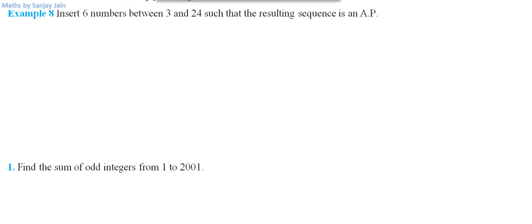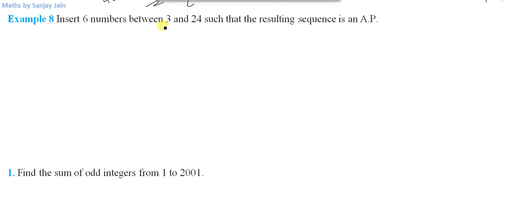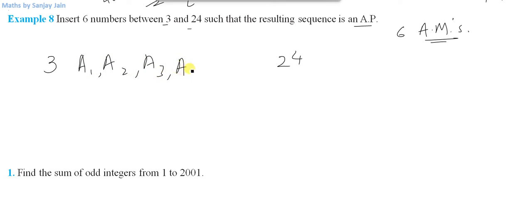Insert 6 numbers between these two numbers, that is 3 and 24, such that the resulting sequence is an AP. So I need to insert 6 AMs, right? 6 arithmetic means between 3 and 24. So how do we do that? We write these numbers 3, 24. I need to insert 6 numbers. So I am inserting A1, A2, A3, A4, A5 and A6.